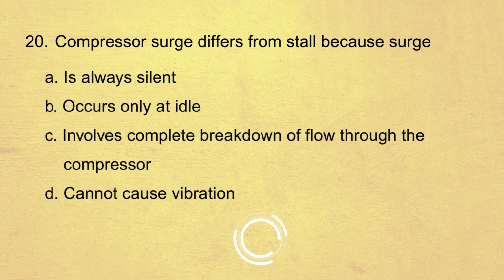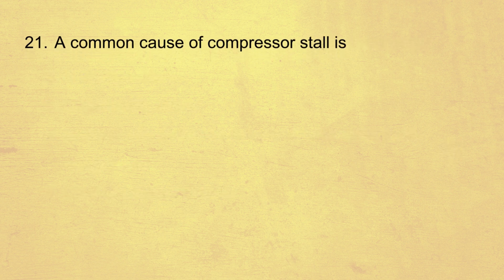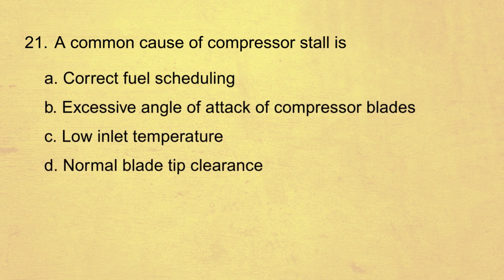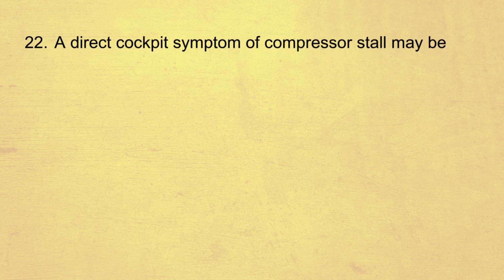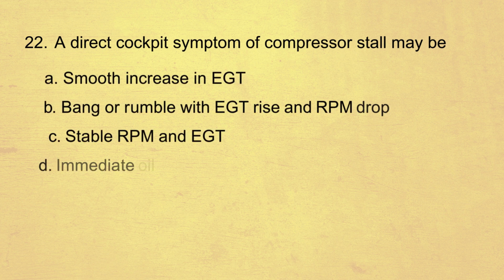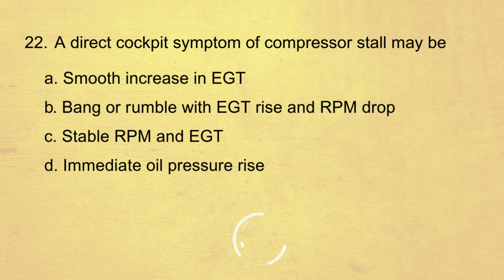Compressor surge differs from stall because surge involves complete breakdown of flow through the compressor. A common cause of compressor stall is excessive angle of attack of compressor blades. A direct cockpit symptom of compressor stall may be a bang or rumble with EGT rise and RPM drop.